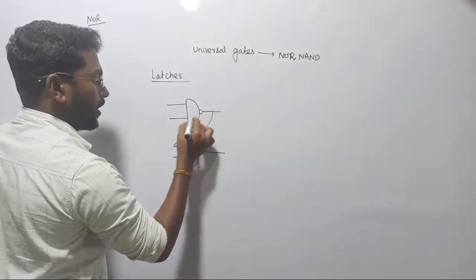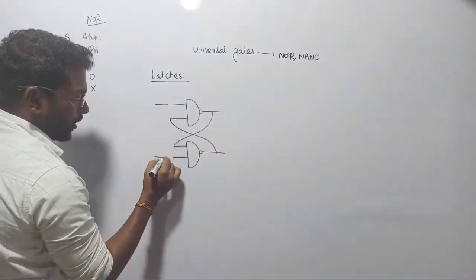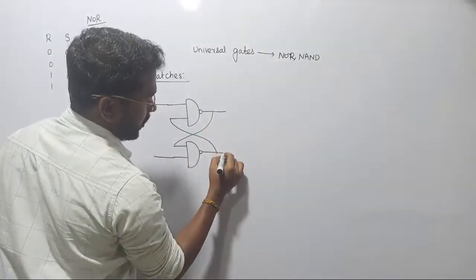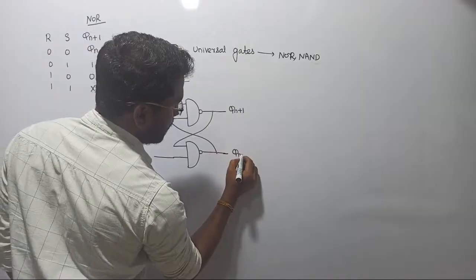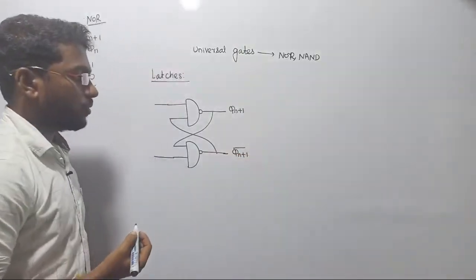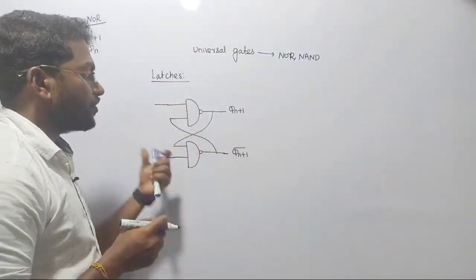Cross coupled NAND gates. Let us perform the operation with the cross coupled NAND gates, right? And once again this is going to be our output Qn plus 1, and let me simply call this one Qn plus 1 bar, right? Now let us see the truth table.